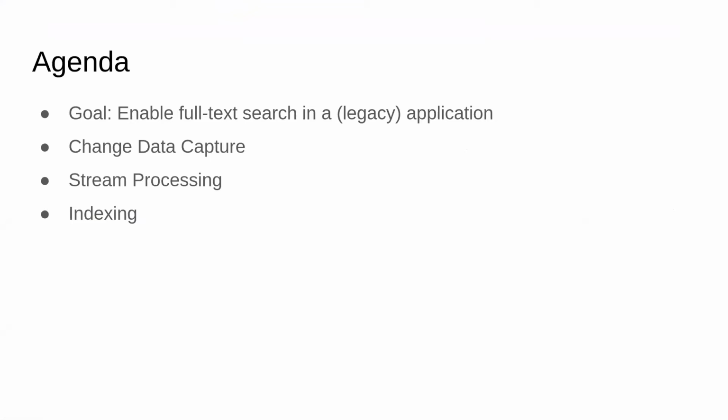First, I would like to set out a goal on what I want to achieve, which is, as the title says, to enable full text search in an application with minimal changes to the application and minimal effect on the existing infrastructure. And I'll talk mainly about three topics: change data capture, what it is, what it's good for; stream processing, and how it can help us achieve our goal; and specific issues you might come across when indexing data into Elasticsearch using this technique.